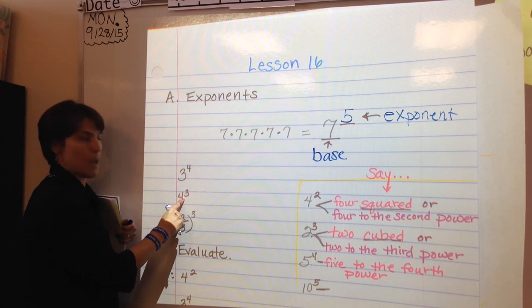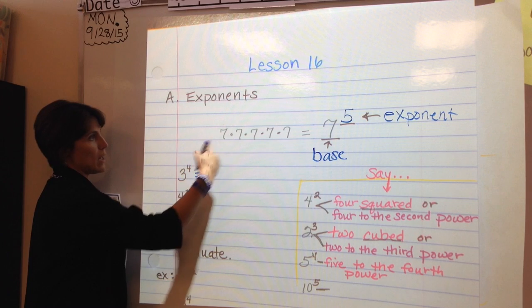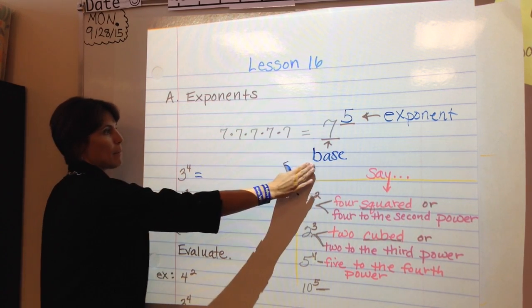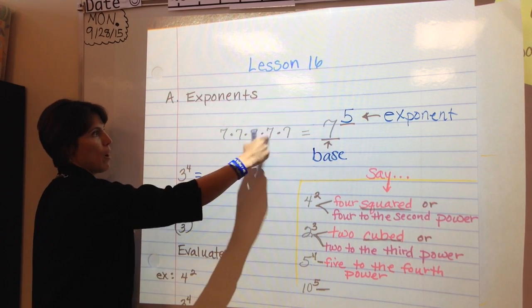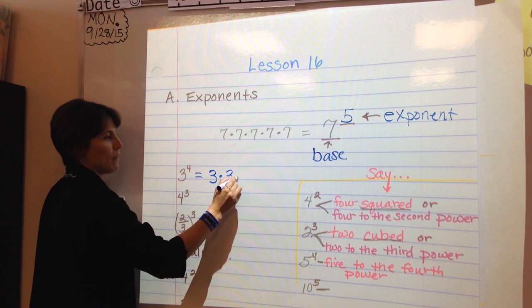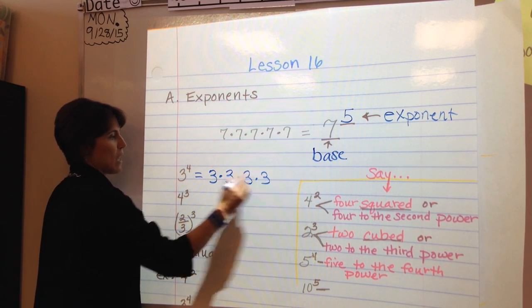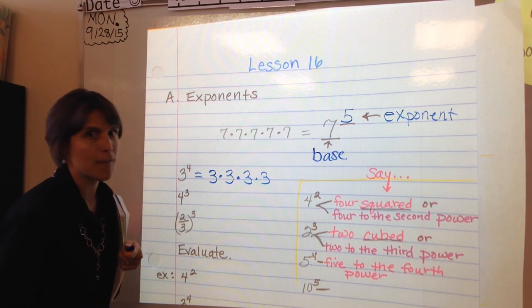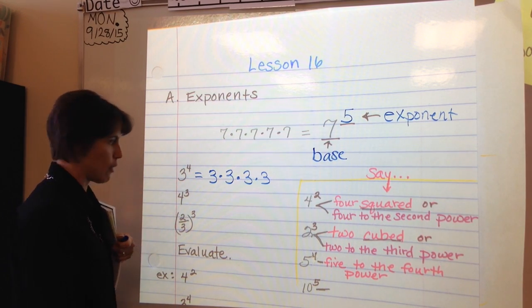Here's 3 to the 4th power. What does that really mean? It means this big number here, the base number, times itself over and over and over 4 times. So the big base number times itself, times itself, times itself. 4 threes. Exponent just tells you how many factors of 3 you're going to be multiplying together.